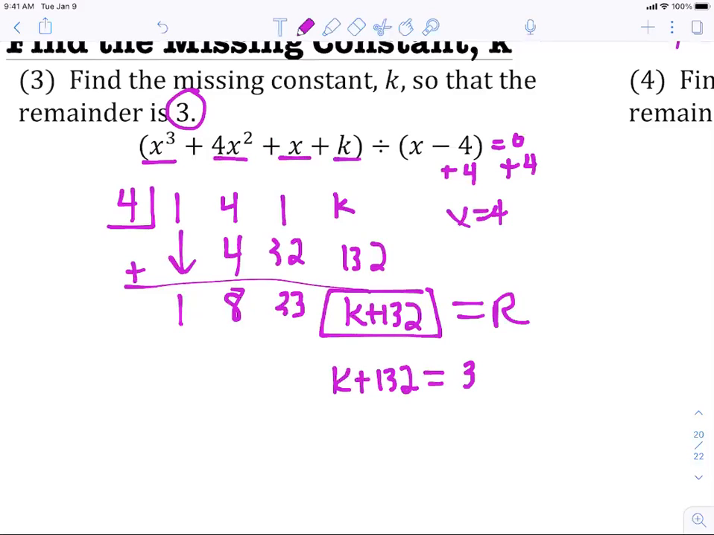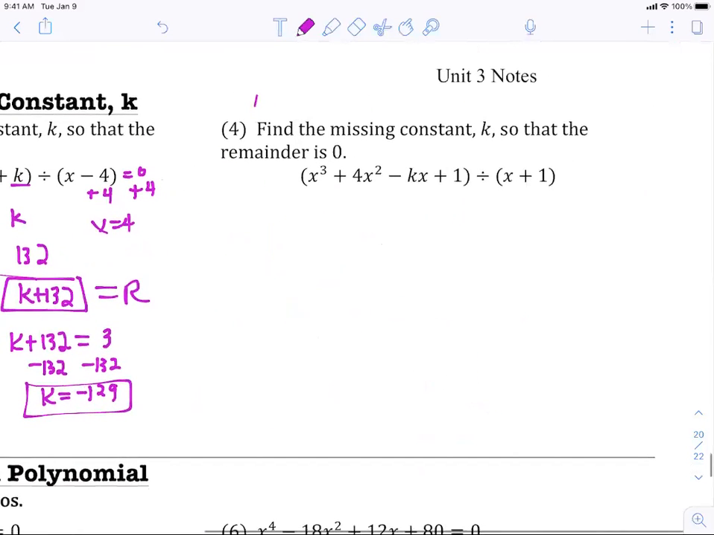And we can use that and let's solve for k. Let's subtract 132 over to the other side. And k is going to end up being negative 129. Ooh, okay. So what I want you guys to do, pause your video now, and give number 4 a shot.